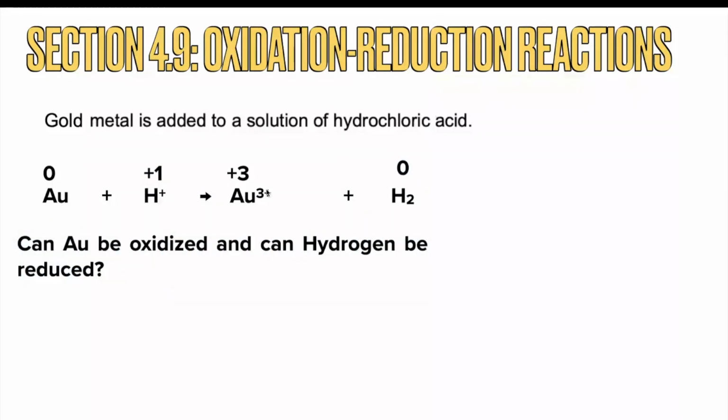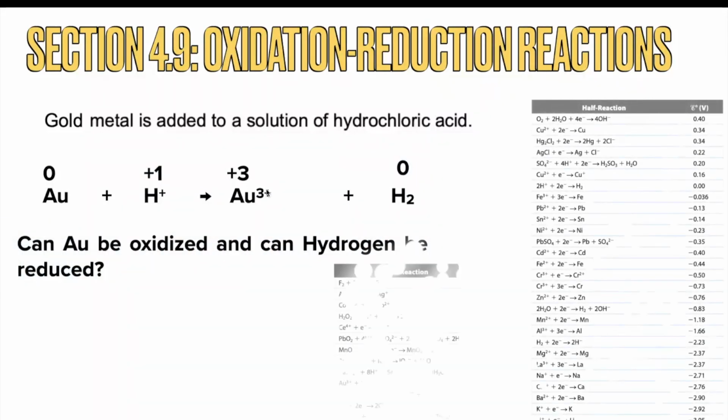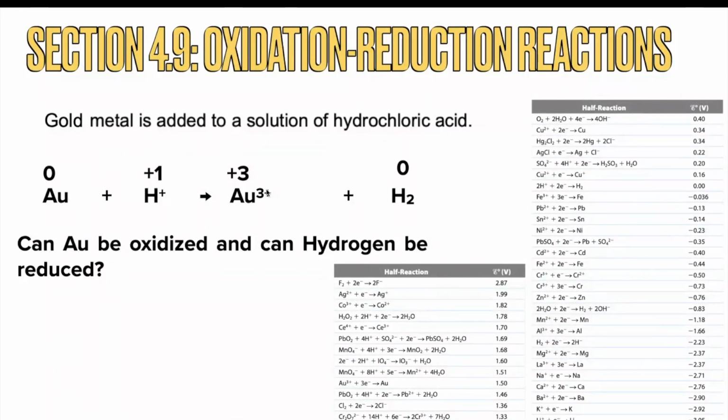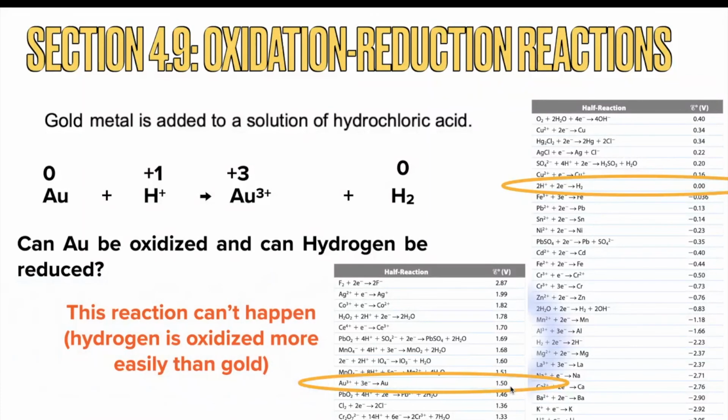Can gold be oxidized and can hydrogen be reduced? Well, I actually need both parts of the chart for this because hydrogen is 0, gold is 1.50. It really doesn't want to be oxidized, like really doesn't want to be oxidized. So this is also impossible. That's the reason why gold doesn't dissolve in a single strong acid. In fact, you need something called aqua regia in order to get it to work.